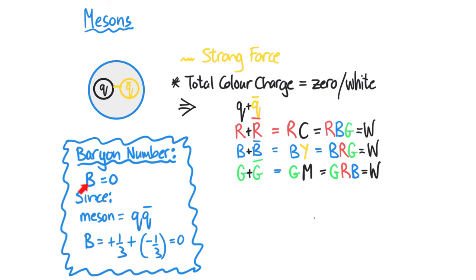The baryon number for mesons is 0, which is different to baryons, because albeit that mesons are hadrons, they're not baryons, so it makes sense that they're 0. We can prove this because a meson consists of a quark and an antiquark. The total baryon number will be the sum of the baryon numbers of the quark and the antiquark, which will be plus 1/3 and plus negative 1/3. Remember, the antiquarks have got negative 1/3 baryon number, and that adds up to 0. So that's basically saying that mesons are not baryons.